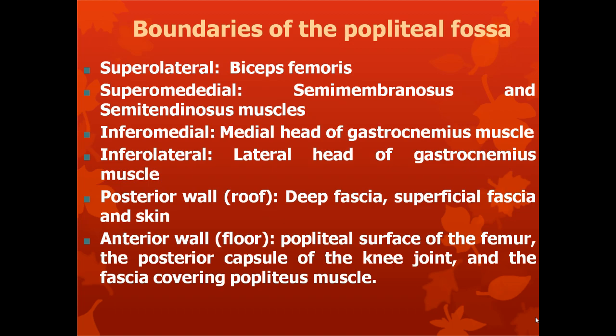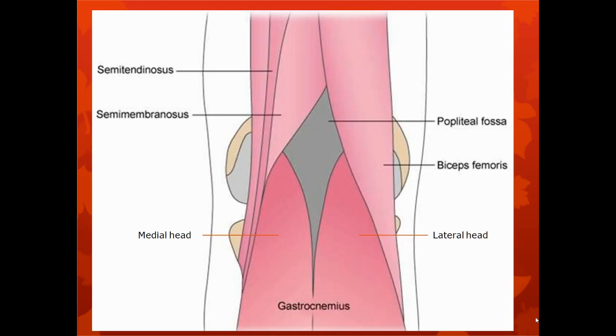So these are the boundaries that form the popliteal fossa, and this is the most important part of the popliteal fossa. There are two important things for the popliteal fossa. First is the boundary of the popliteal fossa. Second, what kind of contents are present in the popliteal fossa. You can see that this is diamond shaped and placed behind the knee, and you can see all the muscles here that form the boundary of this diamond-shaped structure.